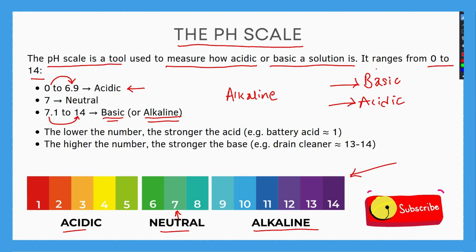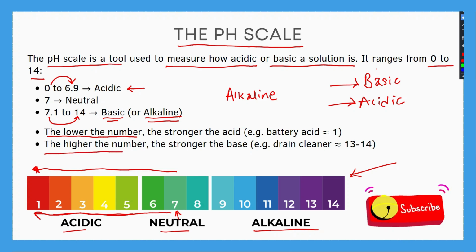Now, it is important to also note that the lower the number, the stronger the acid. The lower the number of the pH level of a substance, the stronger the acid. Now, over here you can see at the acidic level of the pH scale, that if the number is dropping from 7 all the way to number 1, it shows that the lower the number goes, the stronger the level of the acidity of a substance. So that's how the pH scale works basically.